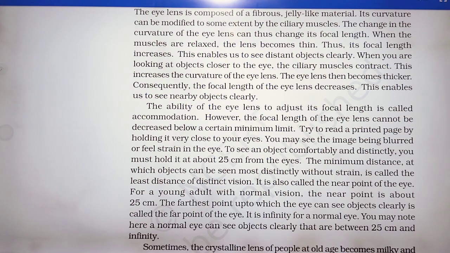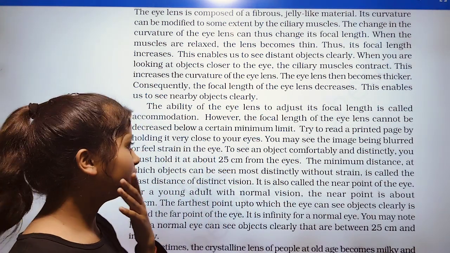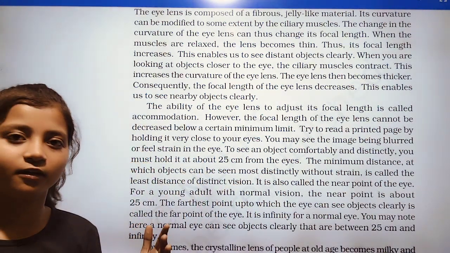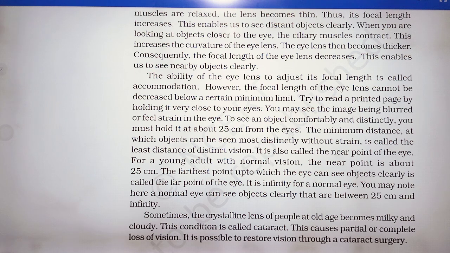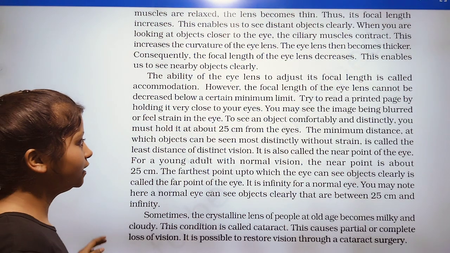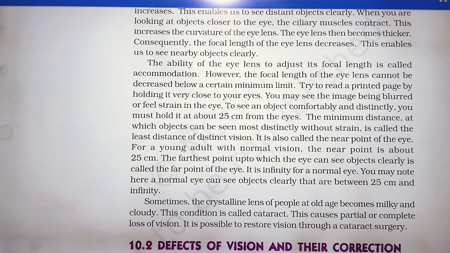You will see the image being blurred or feel a strain in the eye. The printed page becomes blurred, and you feel strain in the eye. To see an object comfortably and distinctly, you must hold it about 25 centimeter from the eye. Then you can see the printed page clearly. So there is a certain limit, about 25 centimeter from the eye.